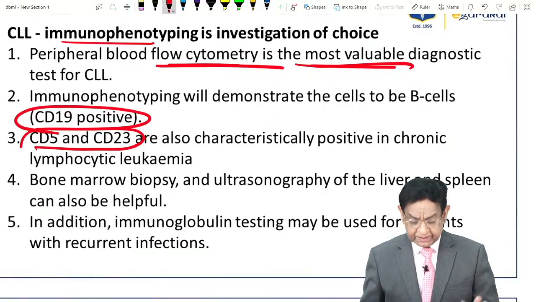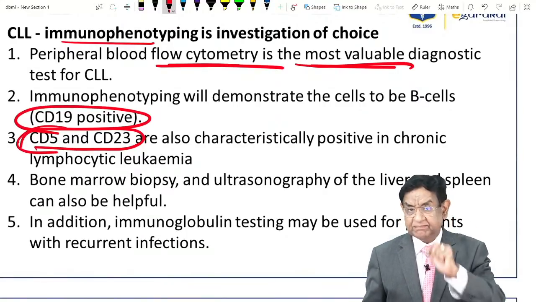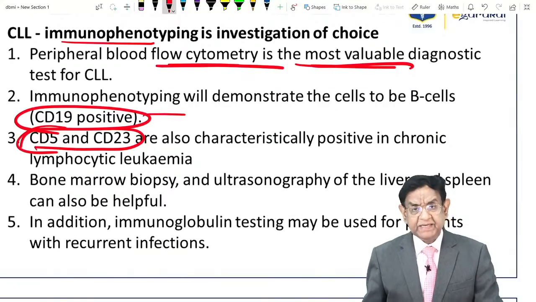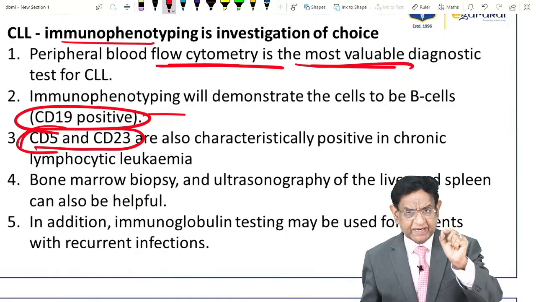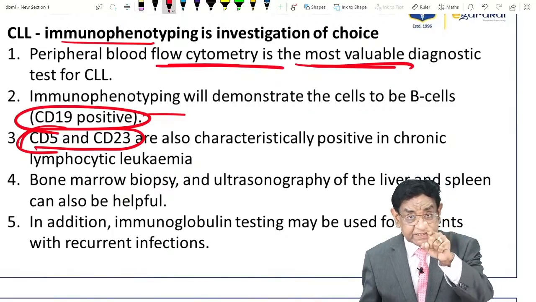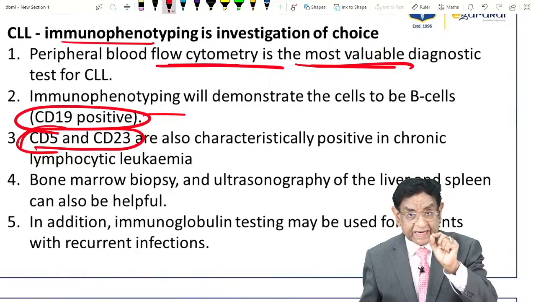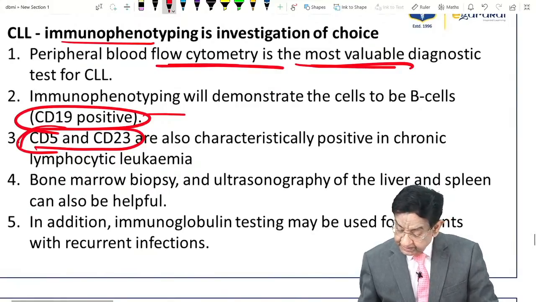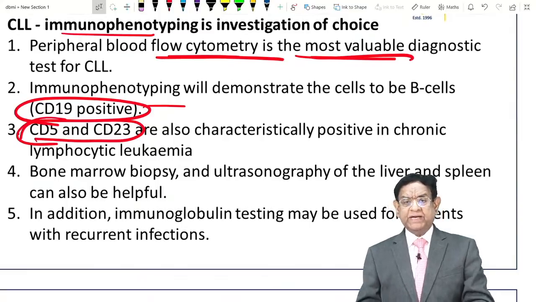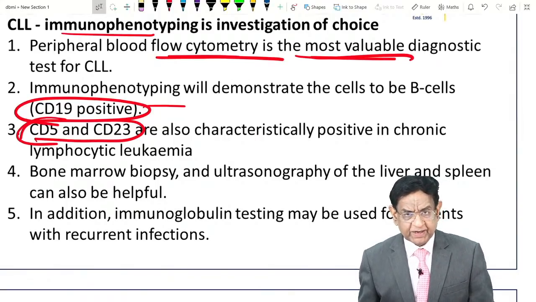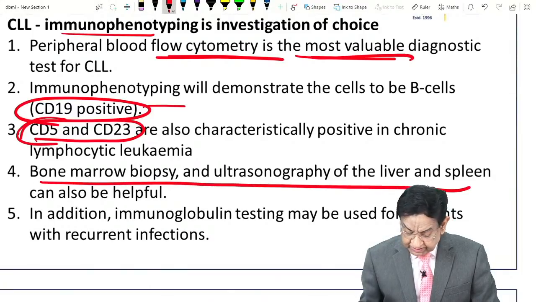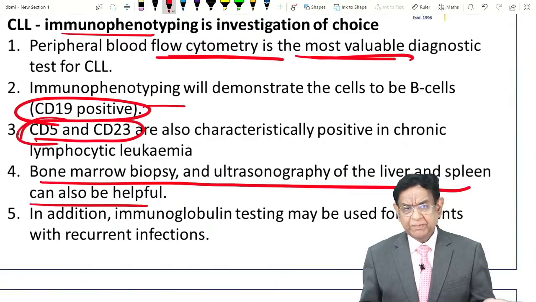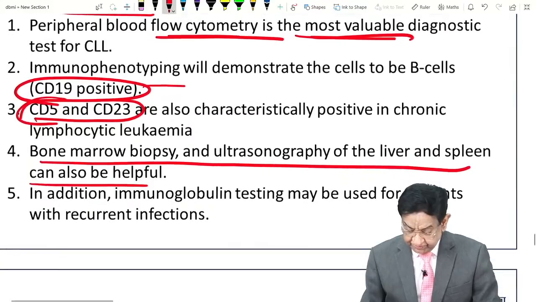Point to be noted, CD5 is a T cell marker and CD19 is a B cell marker. The unique thing is that this is the one condition where we get a T cell marker and a B cell marker, so-called co-expression. So we are quite sure that flow cytometry is the one. What about other investigations? Bone marrow biopsy, ultrasound, they may be helpful, but they are of additional value. They are not of diagnostic value.